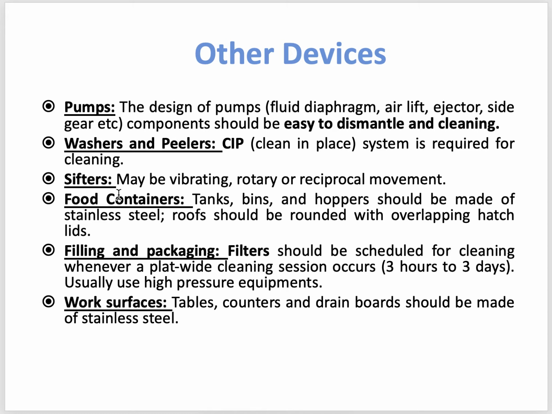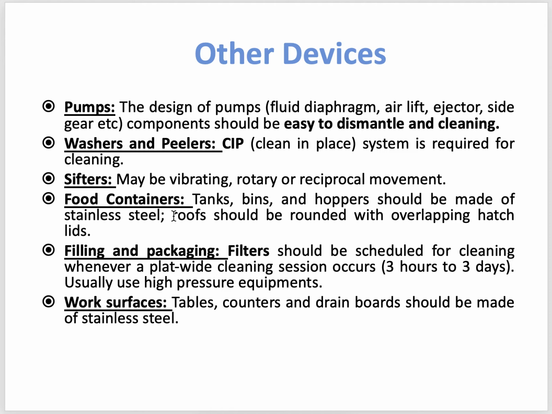Shifters, and different types of shifters are used. They may be vibrating type, rotary, or reciprocal movement type. And food containers, the containers where you will keep your food. For cooked food containers, we can use tanks, bins, or hoppers, which are made of stainless steel. Roofs should be rounded with overlapping hatch lids. I mean, stainless steel containers are the best to use as food containers.